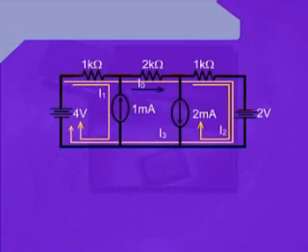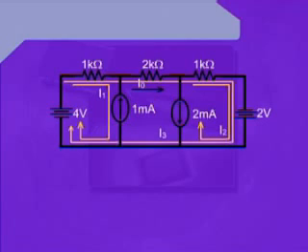Now, starting from mesh number 1, we can assign the current I1 flowing through mesh number 1 in the clockwise direction. As we assign this current I1, we can also observe that the current due to the independent current source has a direction opposite to I1. Therefore, we have to take care of it.